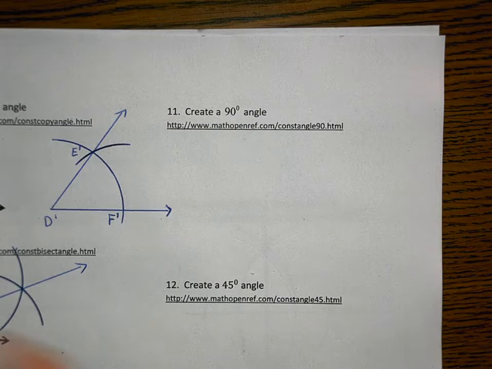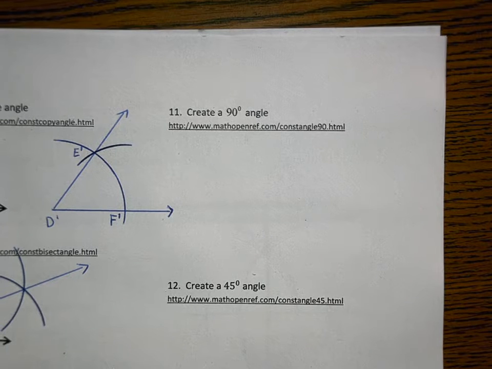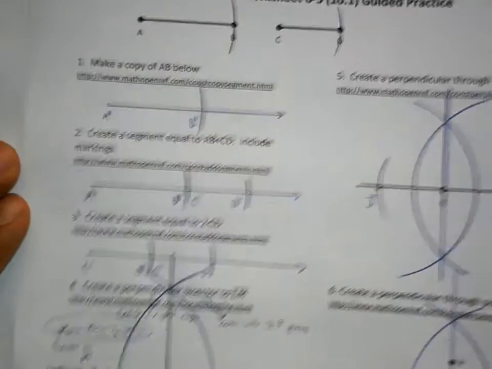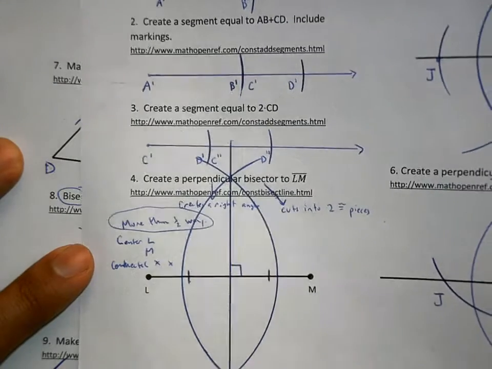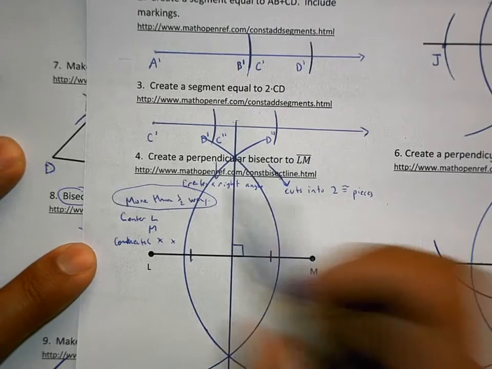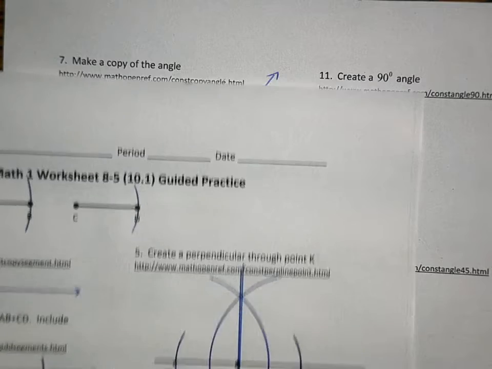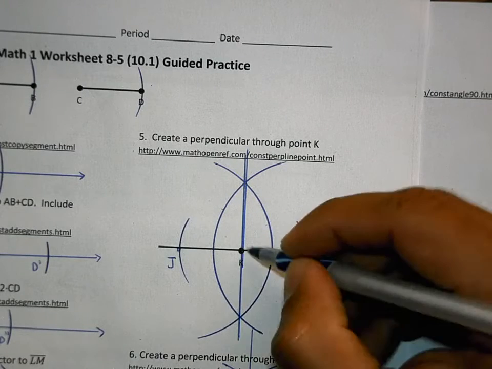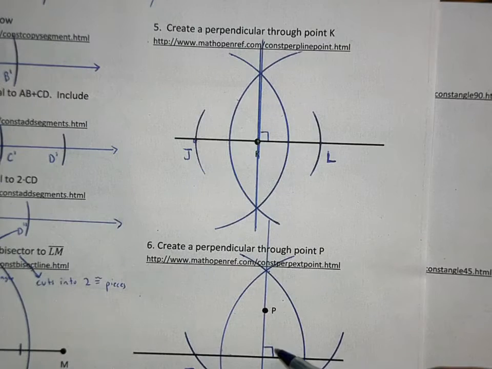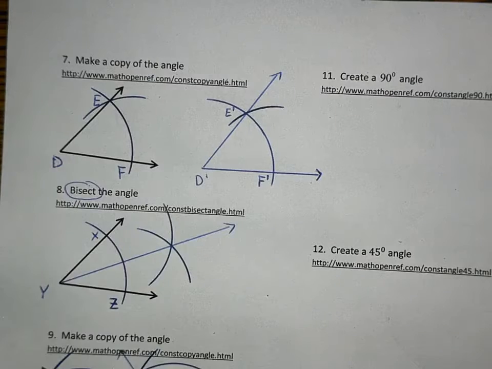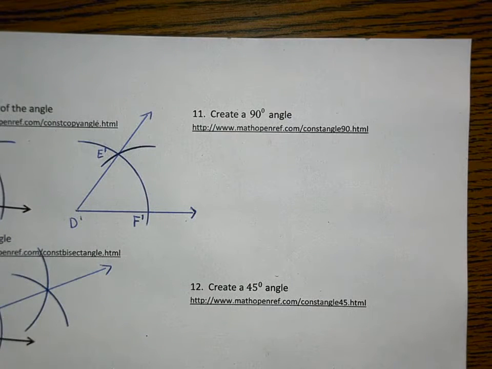So now what we're going to do are our last three on the guided practice. The first one asks you to create a 90-degree angle. You've already done that. How do you know something is 90 degrees? You've already done it from, let's say, number 4. Did we create a 90-degree angle there? Did we create a 90-degree angle on number 5? This is supposed to be a perfect 90-degree angle. Did we create a 90-degree angle on number 6? So if it asks you to create a 90-degree angle, then that's what you're going to do.